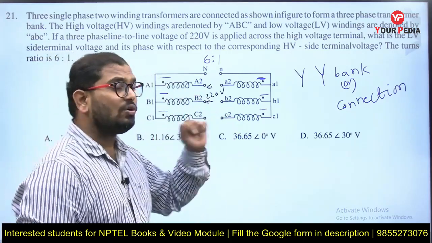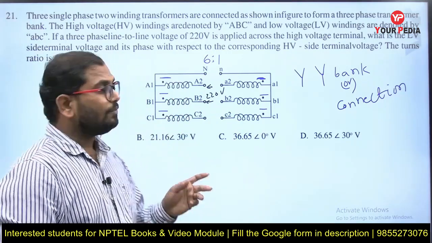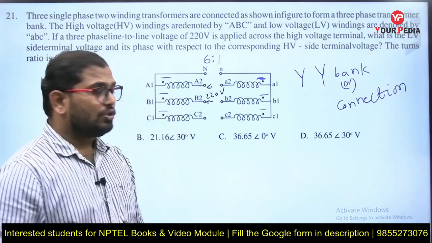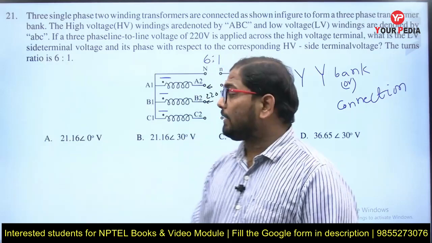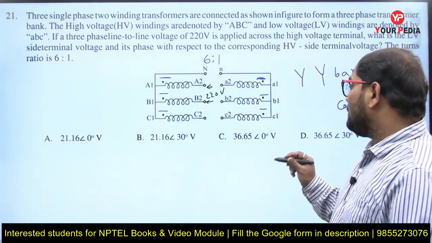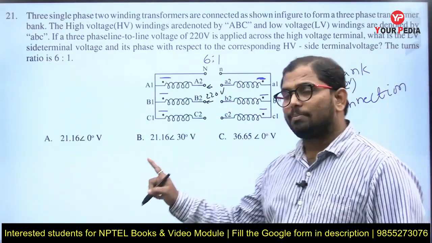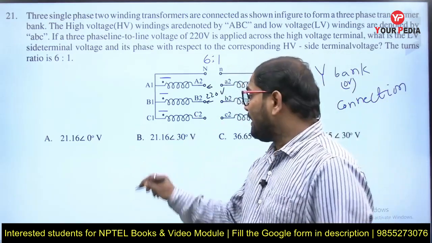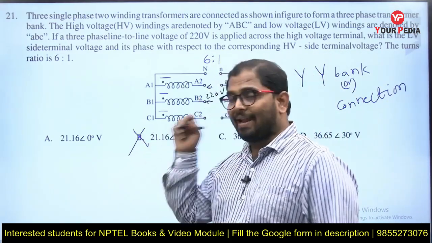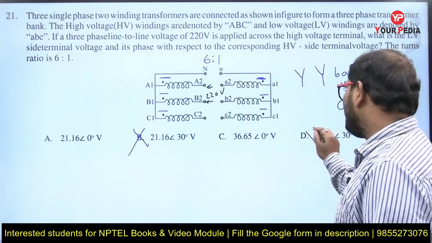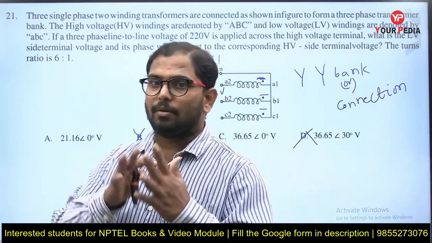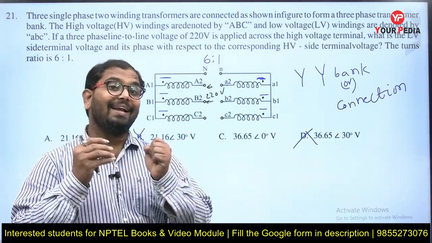Primary side voltage to secondary side voltage. As there is no phase difference between these two, what is the answer you may get? You may get the answer 0 degrees. Which options are matching the 0 degrees? Either A or C. So with this analysis, I can eliminate options B and D. Now you will get a 50% probability of getting the right answer.